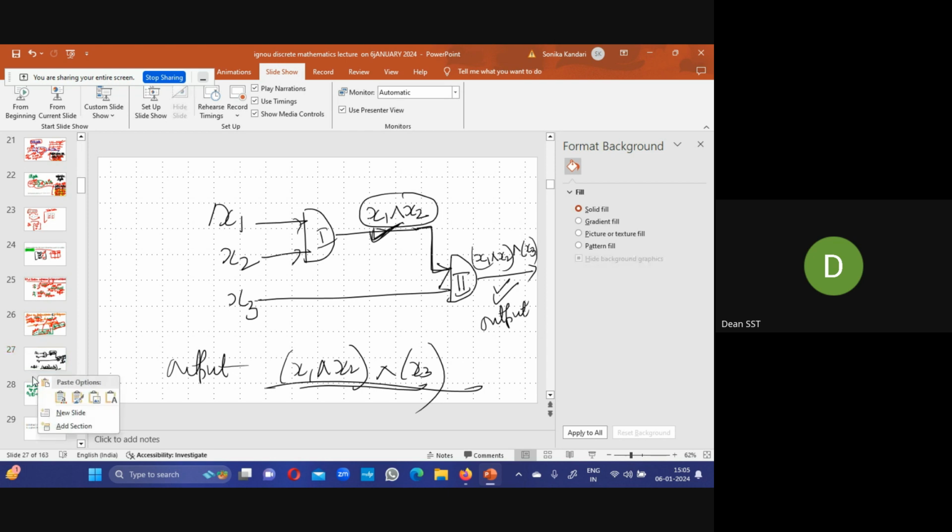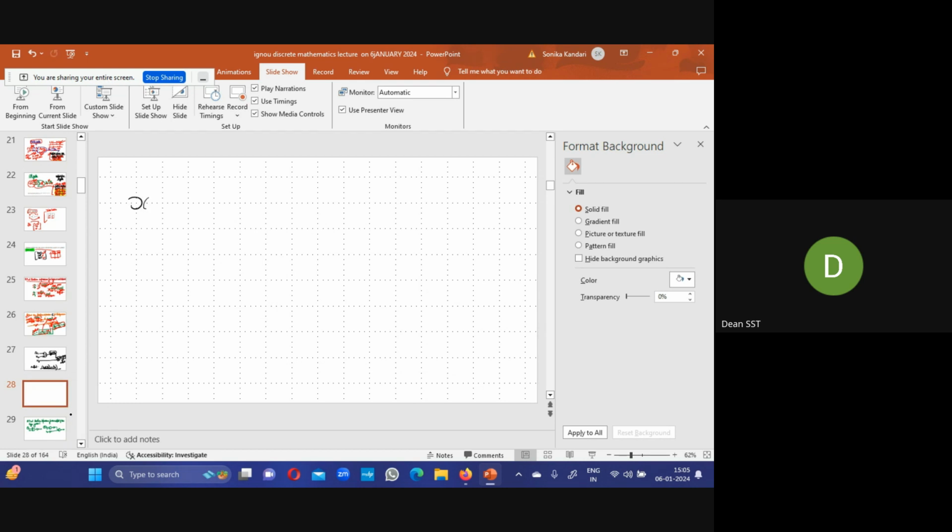Okay, let us take another example. Suppose we want x1 complement and x2, or x3 and x4. Can you draw this? Try to draw this. Please draw x1, and we need the complement of x1. So x1 complement means negation. Complement means negation.